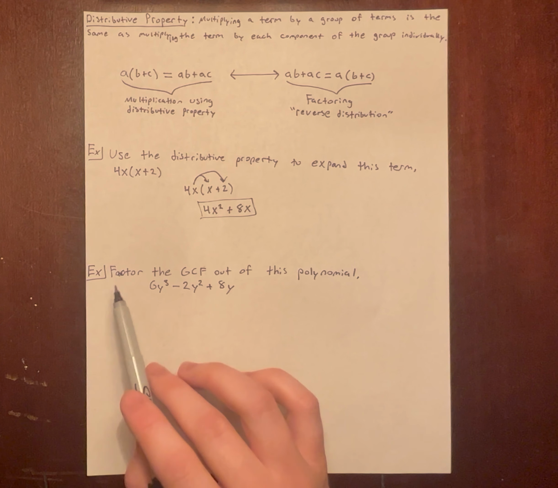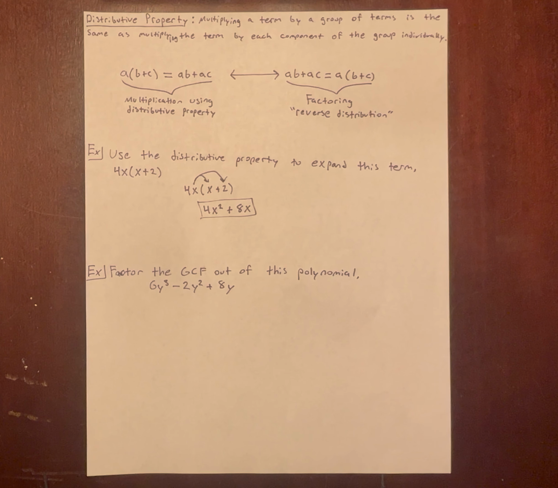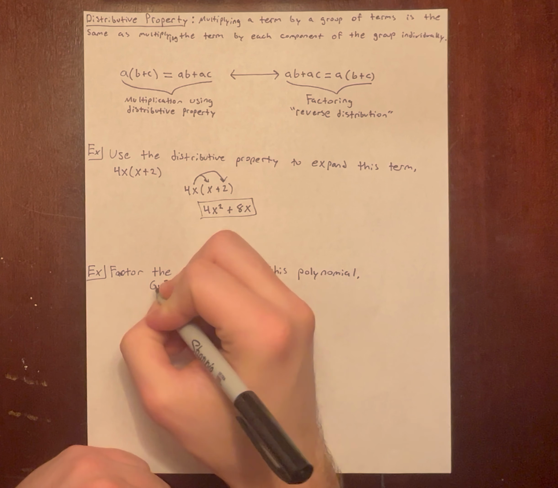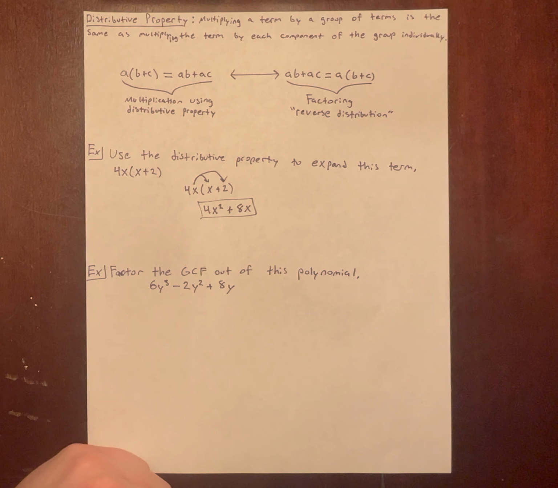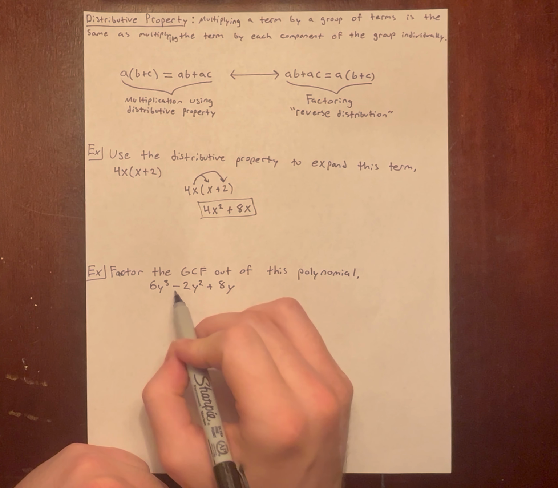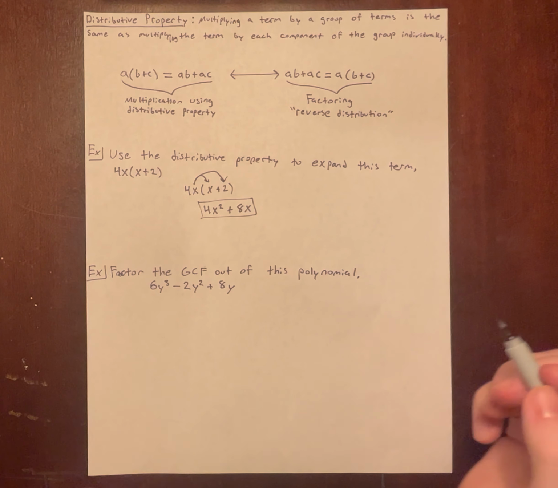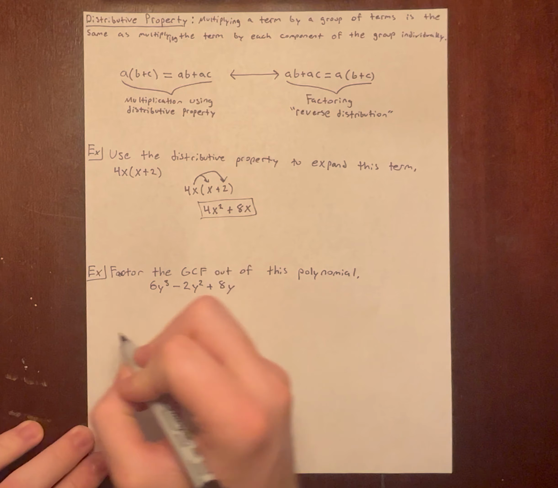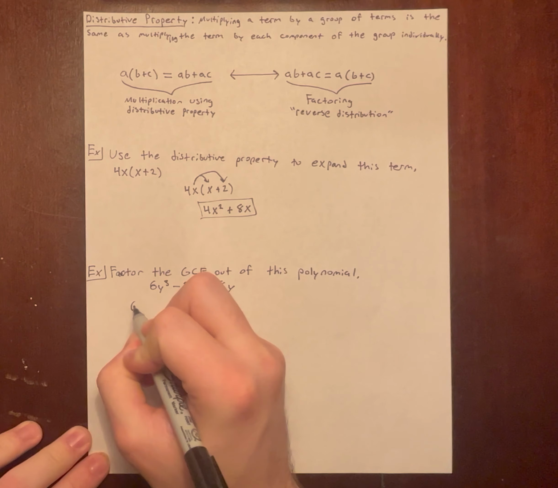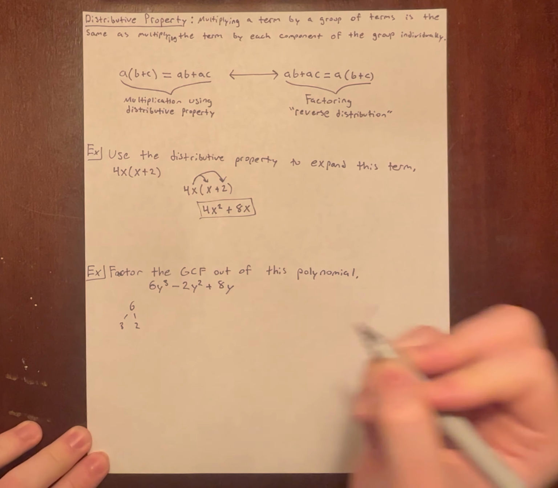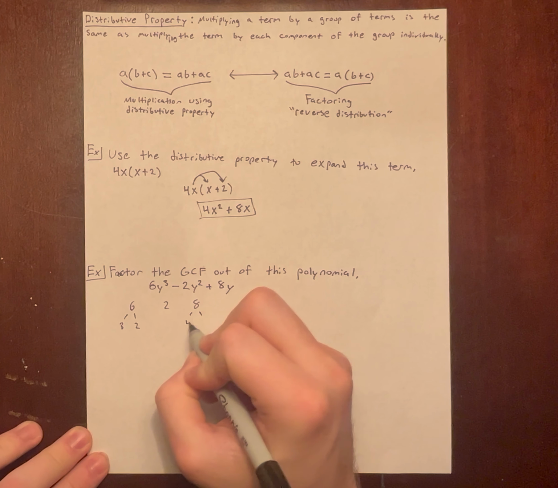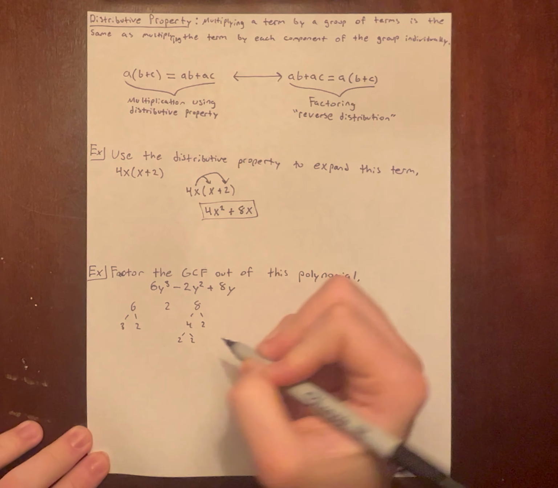The next example is: factor the greatest common factor, or GCF, out of this polynomial. This is how we work back into the section's actual material using the knowledge we just learned. So we have 6y cubed minus 2y squared plus 8y. Our first step, from last video or the video before that, I'm not entirely sure, is to do a prime factorization. So 6 is just going to be 3 and 2. 2 is already prime, and 8 will be 4 and 2, 4 broken into 2 and 2.